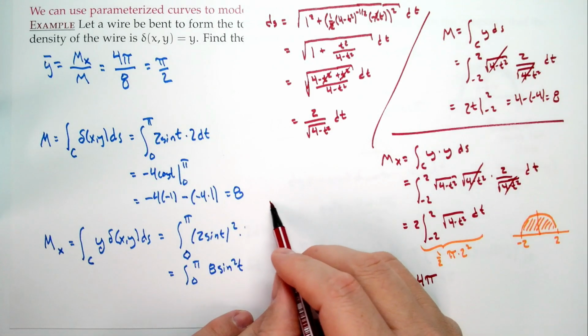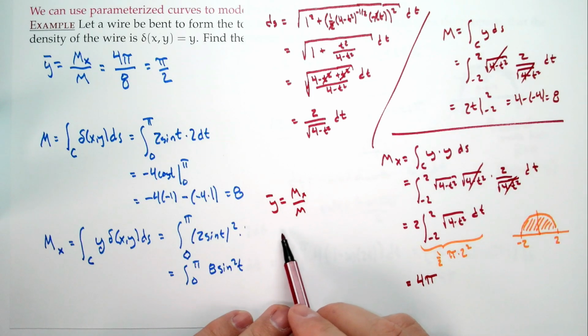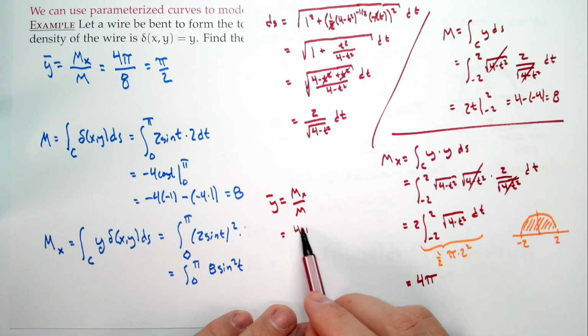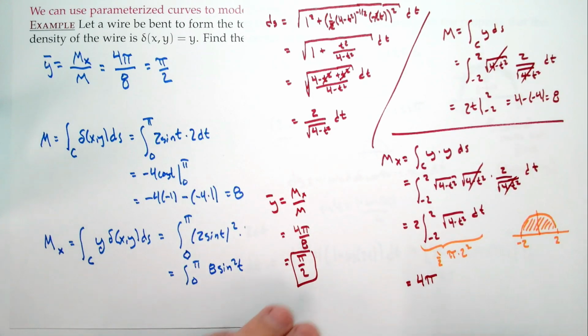And so, finally, y bar is m sub x over m, which gives us 4 pi over 8, which is pi over 2. So maybe it's not so bad to try it in a different way. But notice, it doesn't matter which parameterization we used. We still got the same answer. So, whatever you use, make sure it's something you're comfortable with, and be willing to try different things. You never know. Maybe some things aren't quite as bad as they look. Well, not always.